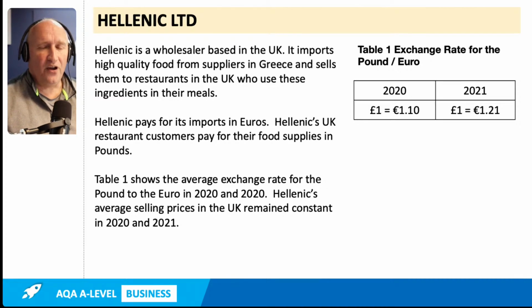It buys things in and sells them onto retailers or other businesses. And what does it do? It imports high quality food from suppliers in Greece and sells them to restaurants in the UK who use these ingredients in their meals. Hellenic pays for its imports in euros. Hellenic's UK customers pay for their food supplies in pounds. And we're given some information there in the table that shows the average exchange rate for the pound to the euro between 2020 and 2021. So just a bit of information there to help us contextualize our 16 marker.